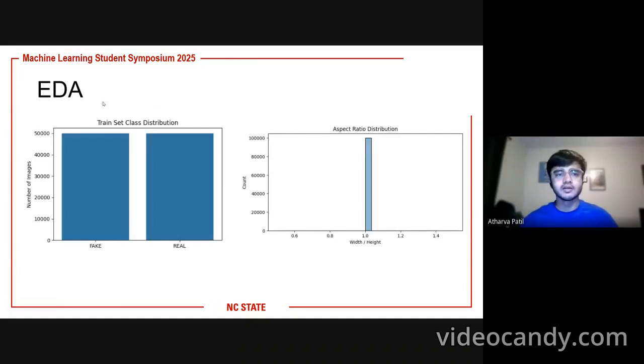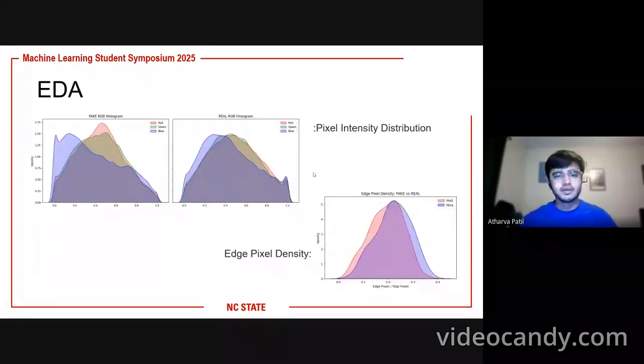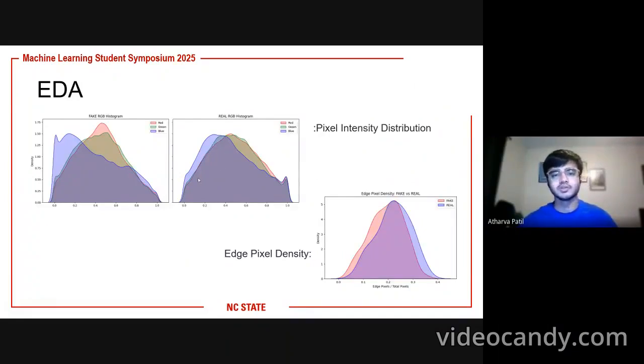We conducted an in-depth EDA of the dataset to get a better idea about what we're working with. As you can see, the class distribution is exactly the same. It's equal. The aspect ratio of all images is the same. The pixel intensity distribution showed us that real images have a much smoother channel distribution, whereas AI generated images show spikes in either the blue channel or some other channel.